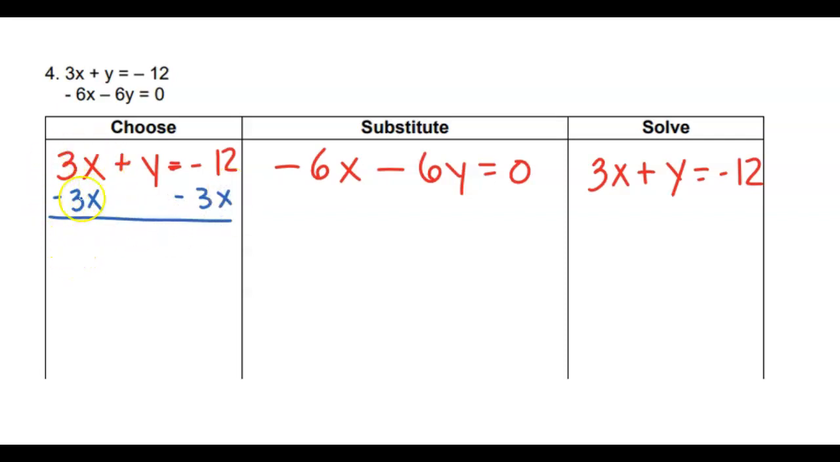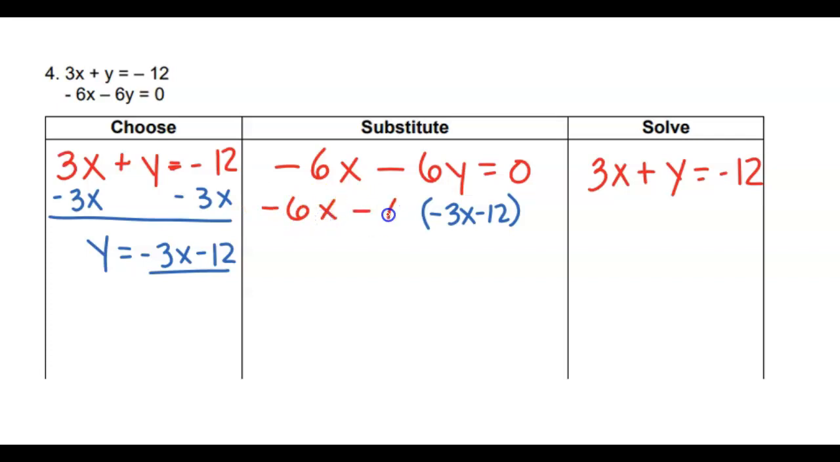I'm going to cancel this out, bring down the y. This is equal to y. It says so right there. Since it's equal to y, it can substitute in place of y. So in place of y, I'm going to put a minus 3x, a minus 12. Bring down the minus 6x, and this 6, and equal to 0.